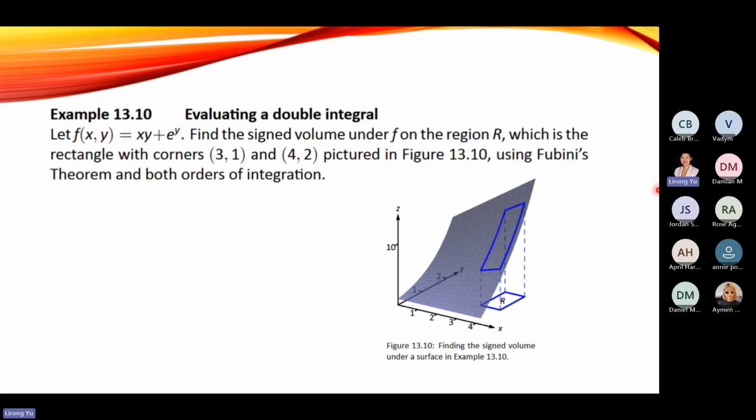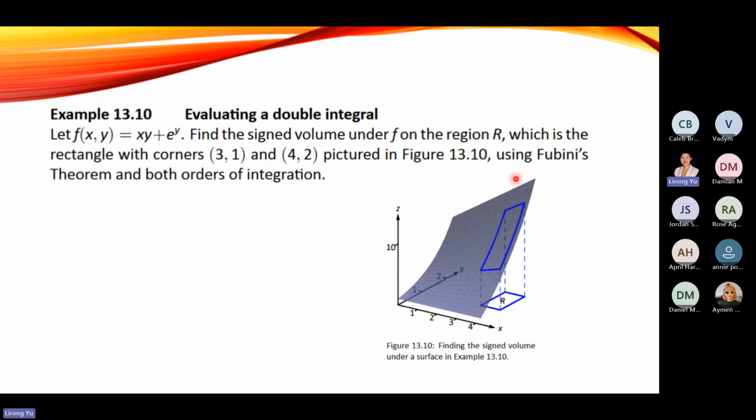All right, this question says we have a function defined as x times y plus e to the y. The picture is already here in the book. We want to find the signed volume under f on the region R, which is the rectangle with corner 3, 1, which is over here, and corner 4, 2, which is over there. So it's a rectangular integration region, which is good because a rectangular region means we have numerical boundaries for x and numerical boundaries for y. That means we have the freedom to use either order of operation.